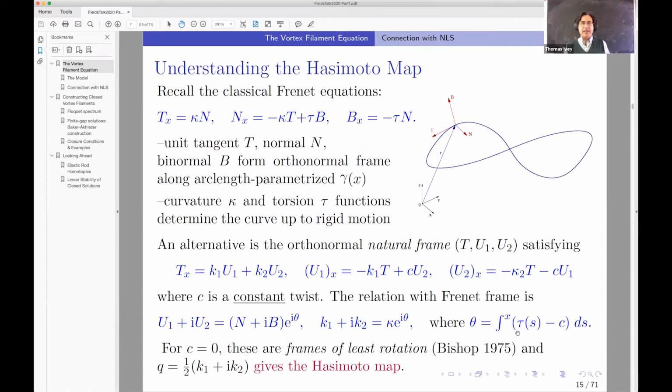But if you do make it zero, which is the simplest choice, then you get what Richard Bishop called frames of least rotation. He wrote an article in the American Mathematical Monthly about how there's more than one way to frame a curve. In that case, theta is just the antiderivative of torsion, and we see from this formula that Q is exactly, up to a factor of 1/2, the two natural curvatures for that spin-zero natural frame. So it's just a different way of packaging the Frenet type invariants, now as a complex function of x and t.